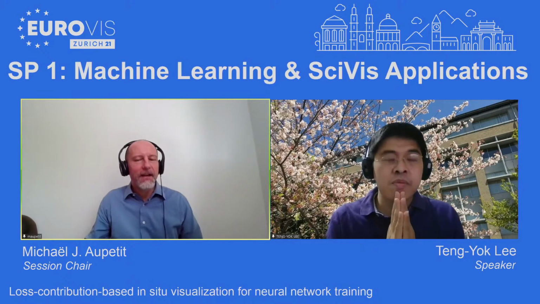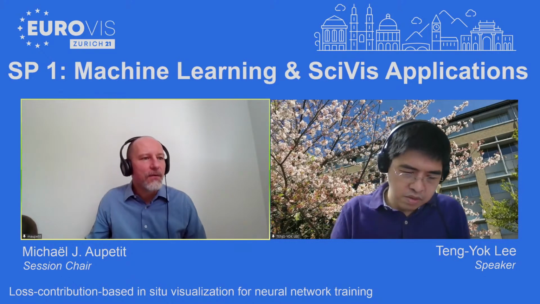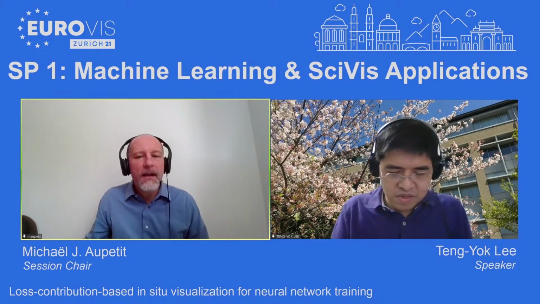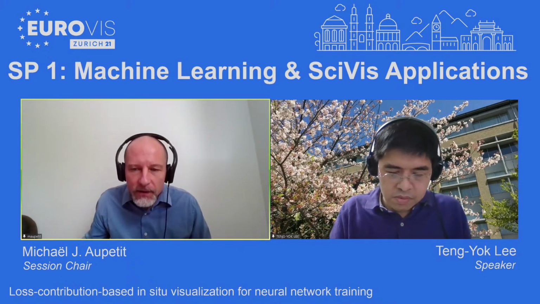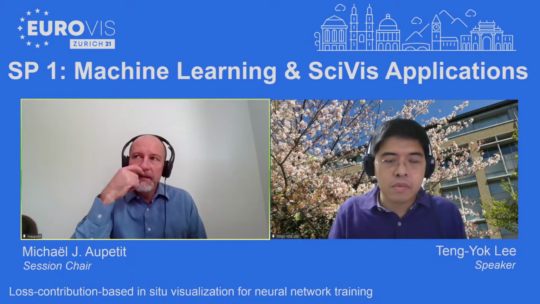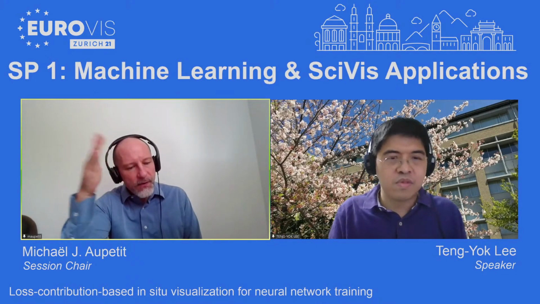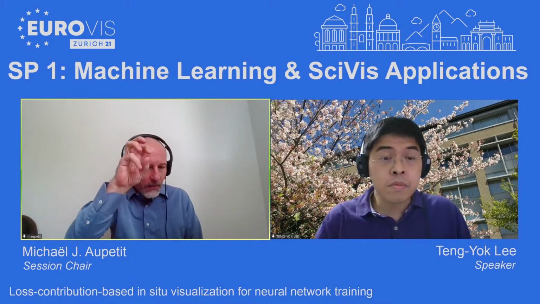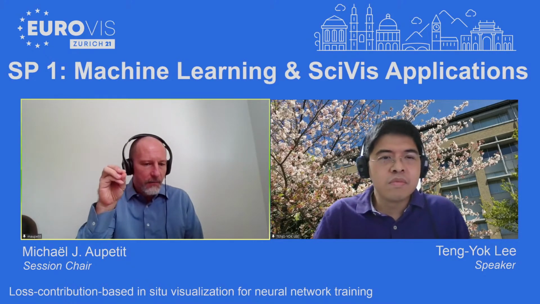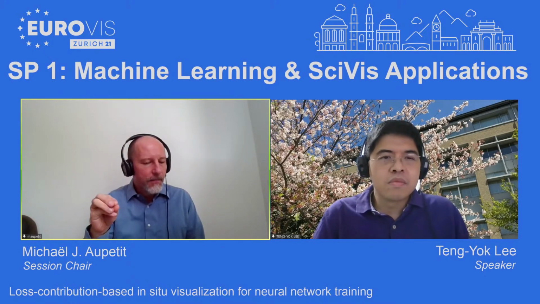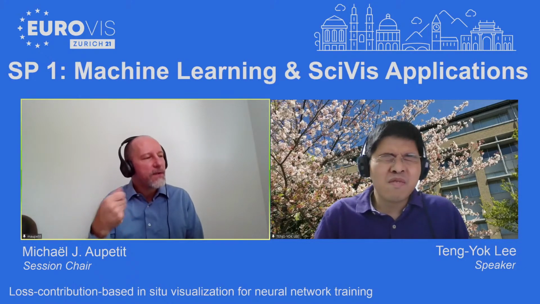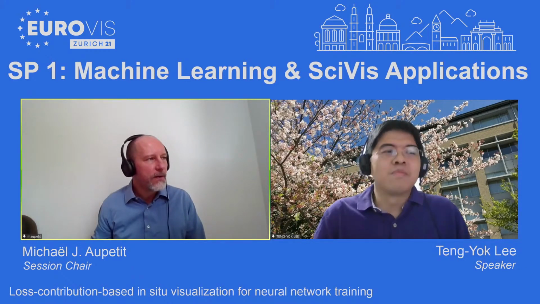Yeah. I see no question yet. Maybe another one, which is how people use this information. When you observe this during training, you see that some areas are more difficult to train, some others are easier. How would the end user use this information in your case?